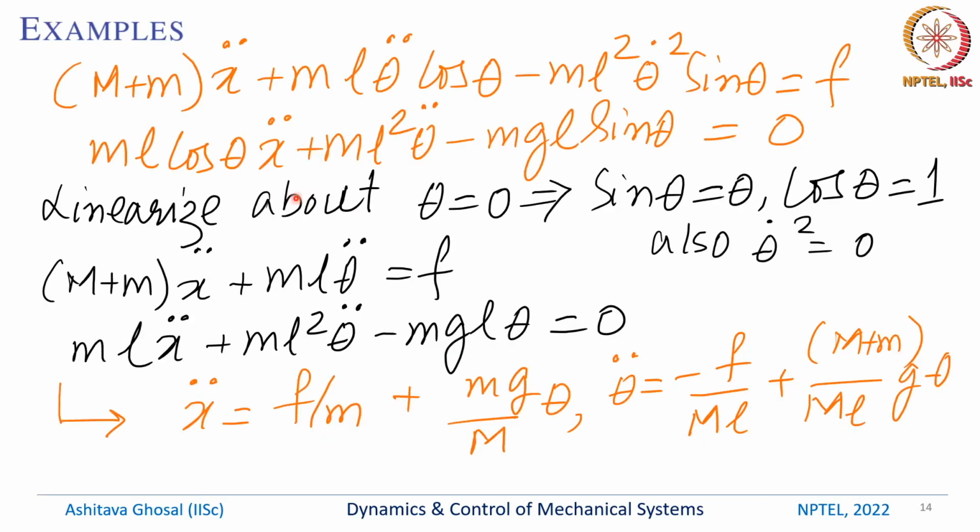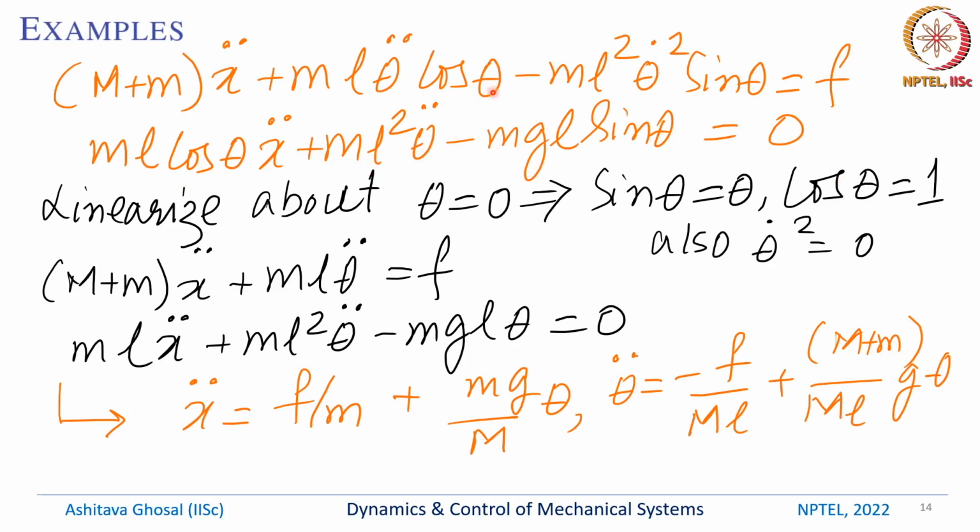Okay, so the equation of motion looks like this. It is (capital M plus small m) times x double dot plus m L theta double dot cos theta minus m L theta dot squared sine theta is equal to F, and then m L cos theta x double dot plus m L squared theta double dot minus m g L sine theta equals 0.